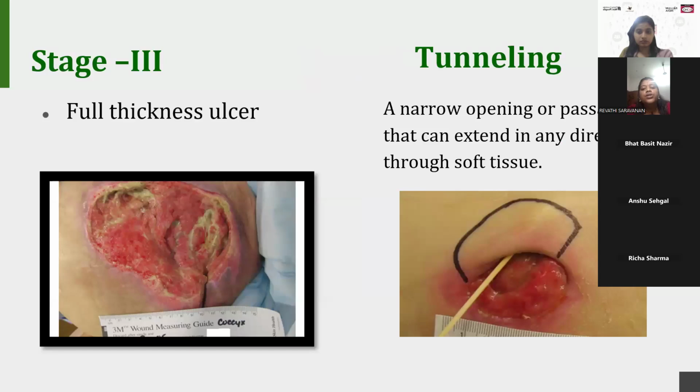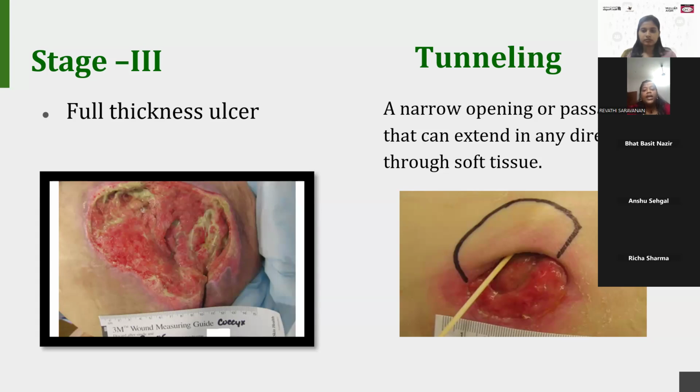Stage 1 and stage 2 will lead to stage 3, which is a full thickness ulcer. The dermis area, epidermis area, and subcutaneous area are all affected in a full thickness ulcer. In this picture, you can clearly see the wound shape. Then there is no shape at all, the deep level is affected.